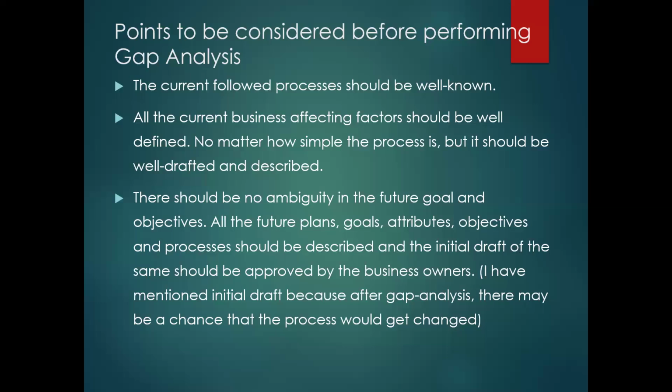Then only, for the new or proposed system, can we identify the features that are missing in the current existing system by looking at the requirements document of the existing system. Okay. So there should not be any ambiguity in the future goals and objectives, where we have all the future plans, goals, attributes and objectives, and the process should be described.